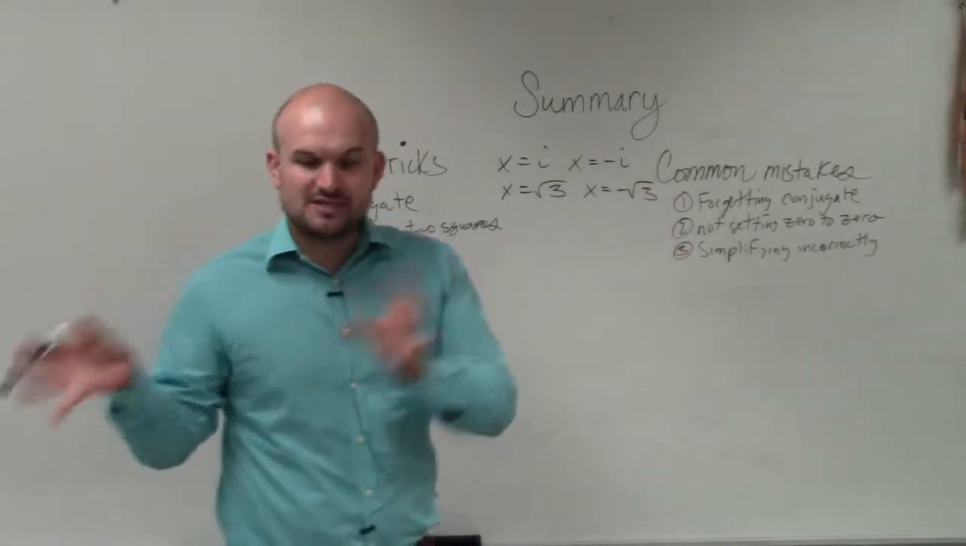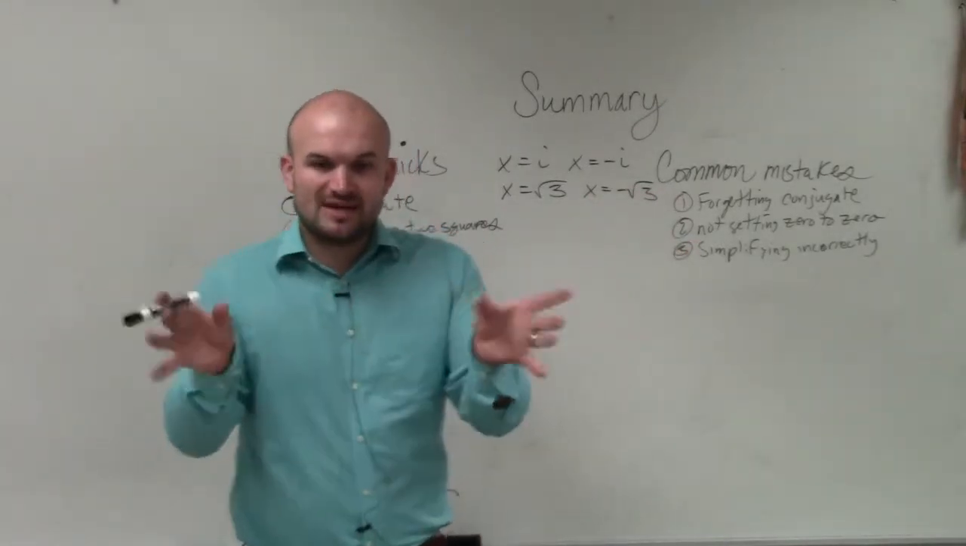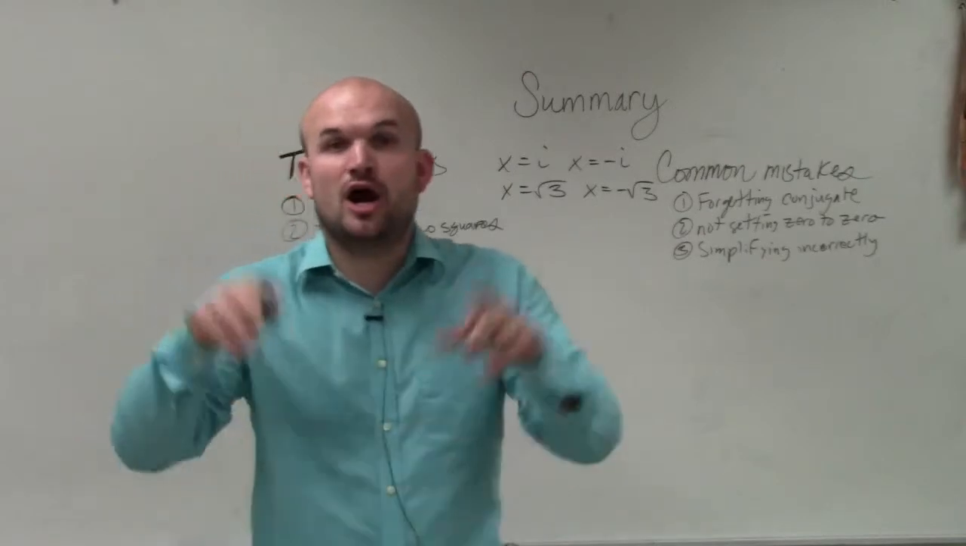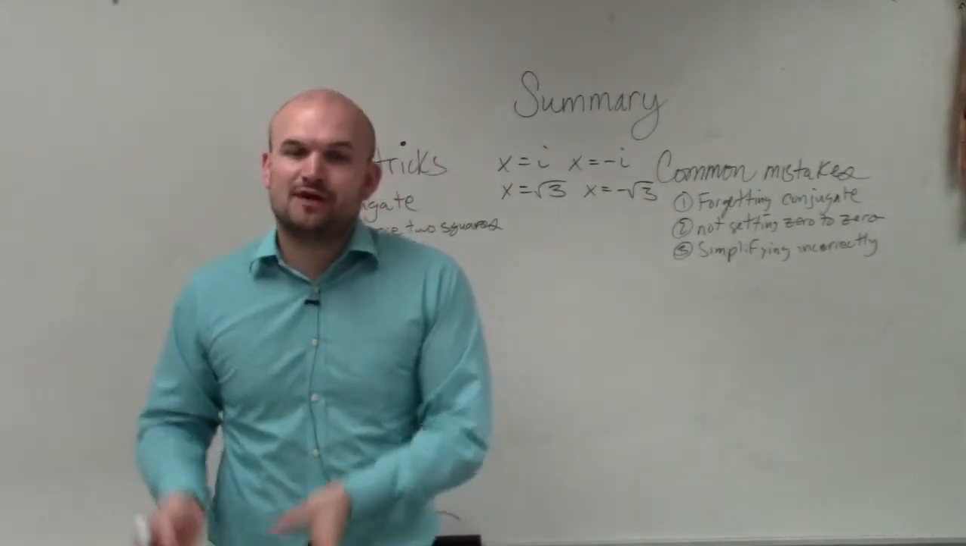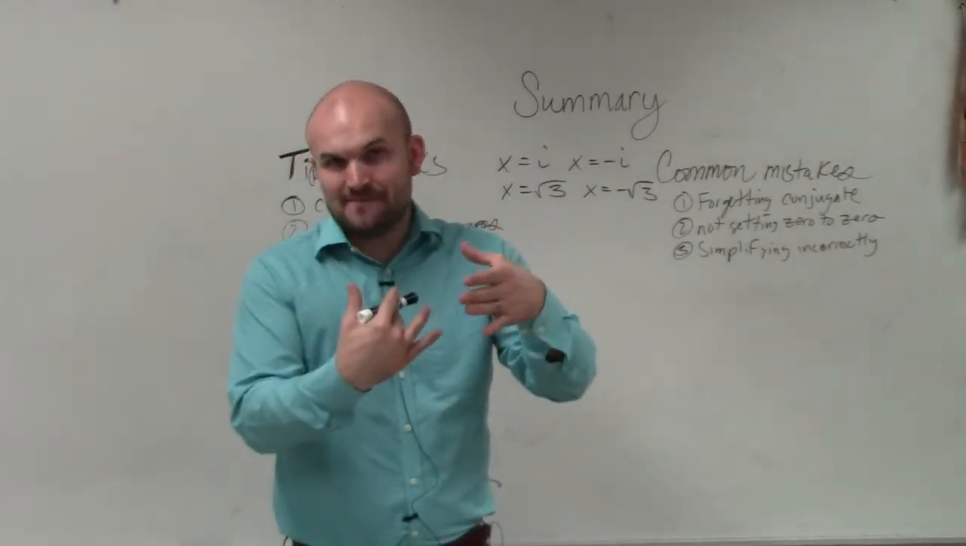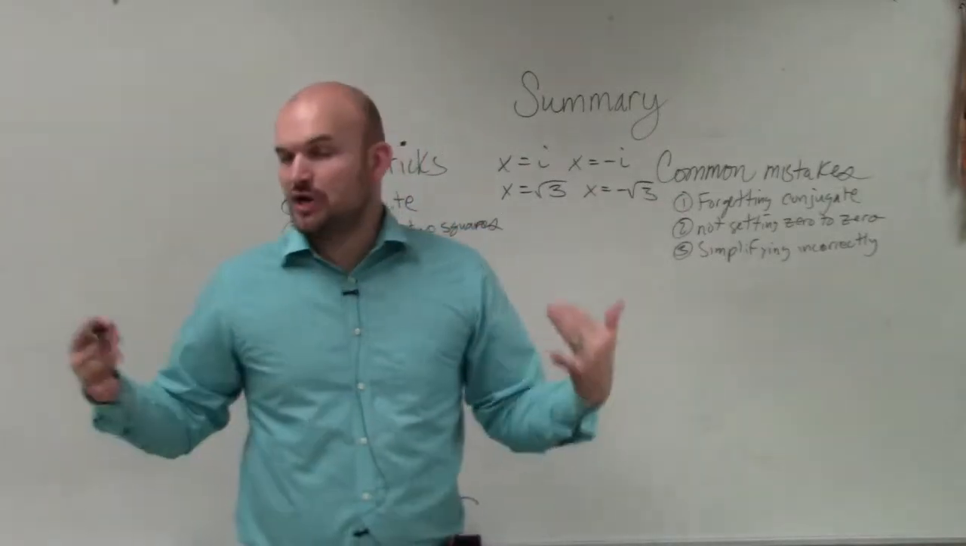So since we set them equal to 0, we take what's equal to 0, which is now going to be our factors. Then we take our factors, multiply them together, and then we multiply those to produce our equation.